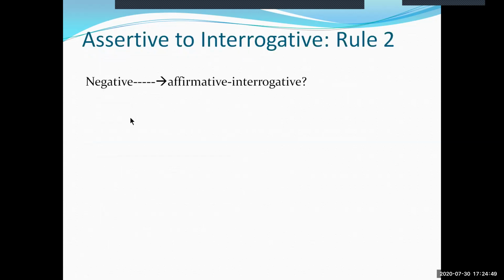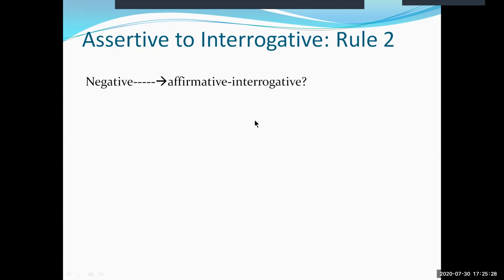I'm moving to rule 2, which states that to make any negative sentence interrogative, we need to use affirmative interrogative. That means if any sentence is in negative form, we need to drop the negative word from the sentence and use affirmative form in the interrogative sentence. So negative words are dropped from any sentence if we make the sentence interrogative.